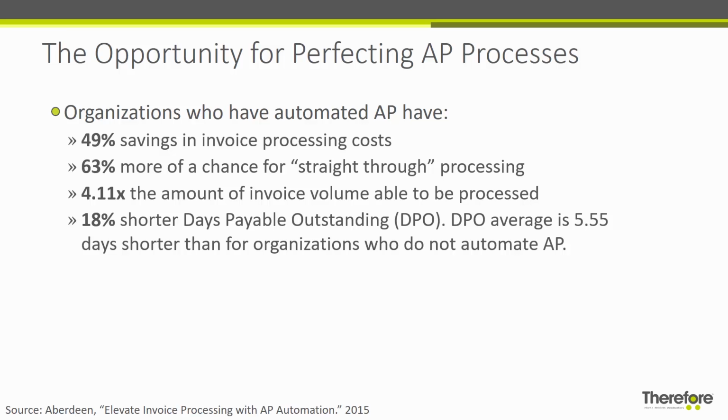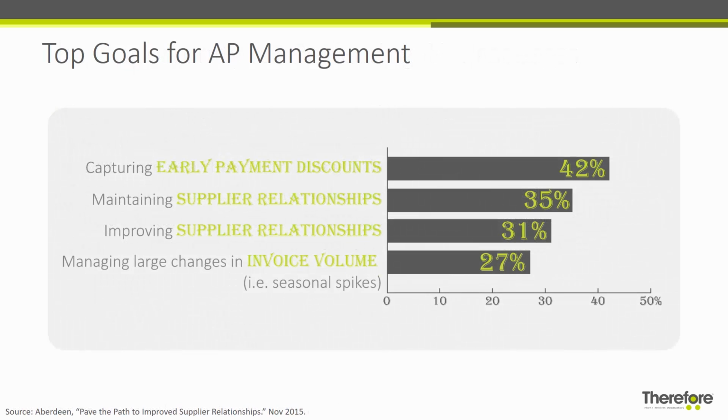The results of a management survey show us the main goals of implementing an automated AP solution. 42% of respondents want, as a result of an improved process, to capture early payment discounts. This one makes a lot of sense because we're talking strictly in terms of money that can be saved.